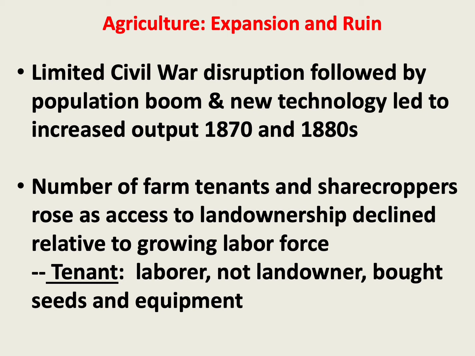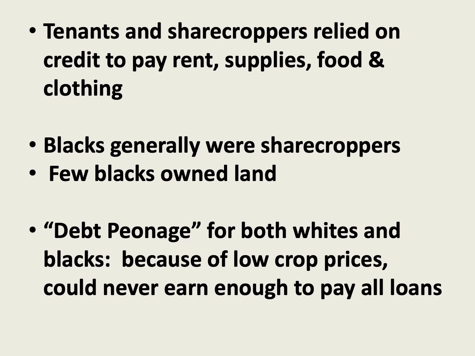However, because there were many more people living in the state, particularly with immigration from the Deep South, it became more difficult to purchase land. And so that was one reason the number of farm tenants and sharecroppers increased. Now, as we saw earlier, the tenants and sharecroppers had to have credit to either pay rent or buy their food and clothing. Most of the blacks were sharecroppers.